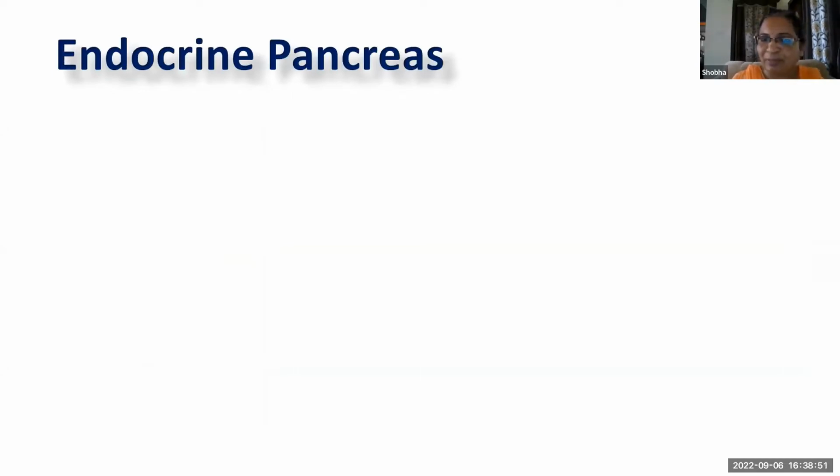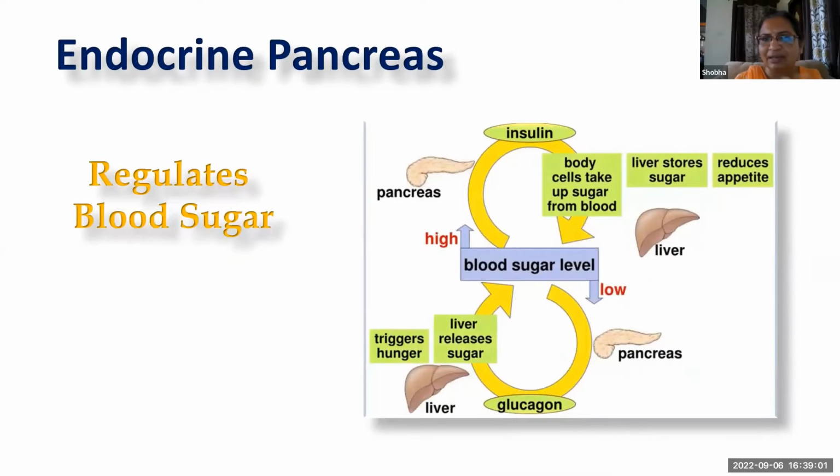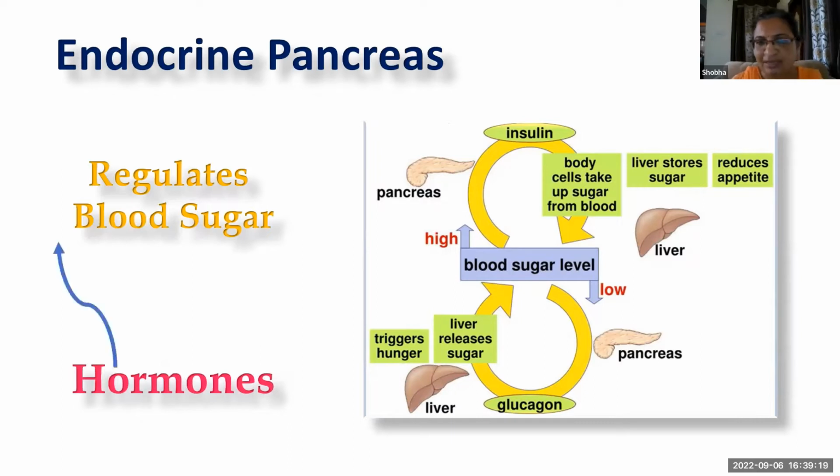So the endocrine part of the pancreas is important, that regulates the blood. The exocrine takes care of the digestion part and the endocrine takes care of the regulation part of it. How exactly does the endocrine part regulate it? It has 2 hormones. There are other hormones also, but we will work only with these 2 for now. So the insulin and the glucagon. These 2 hormones which are produced are important in managing your blood sugars. That is your insulin and glucagon.